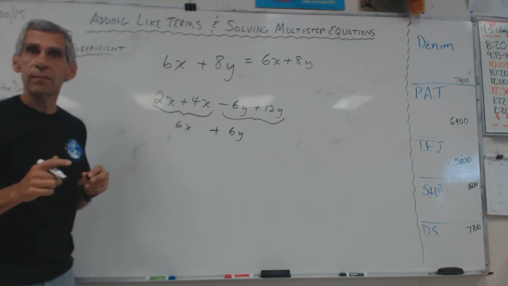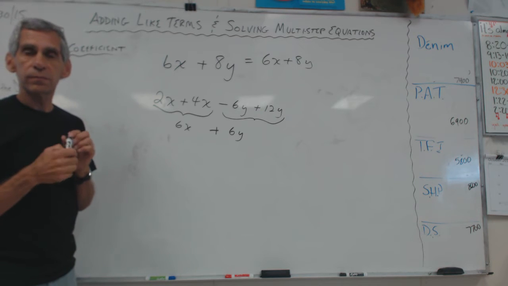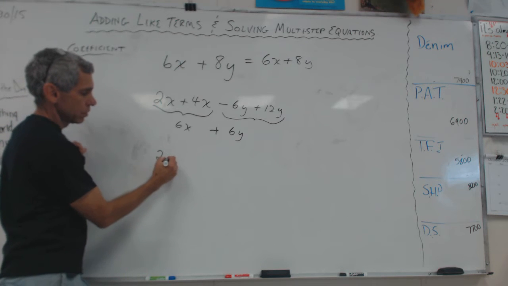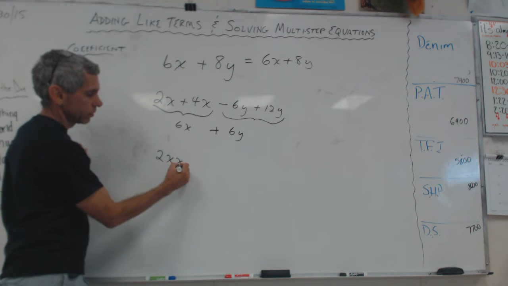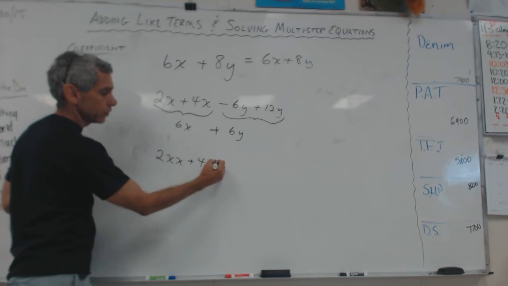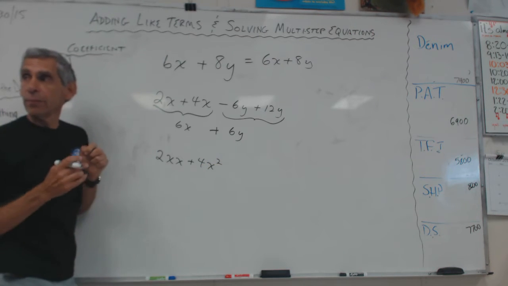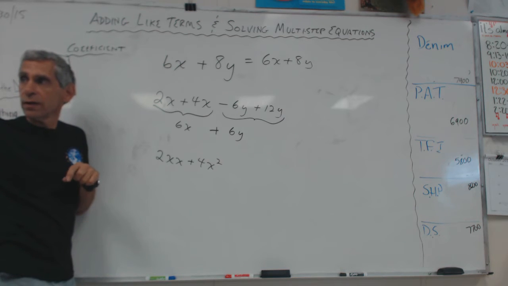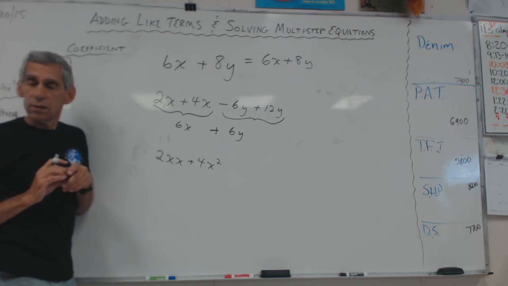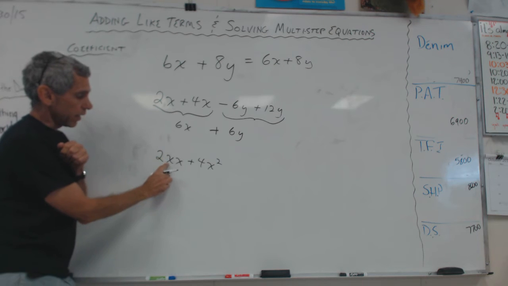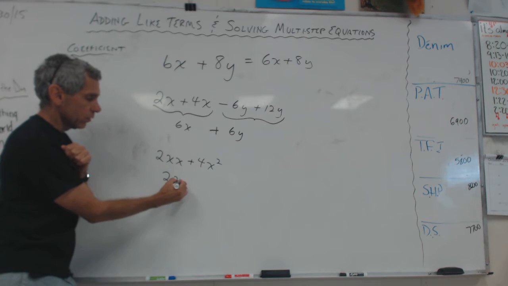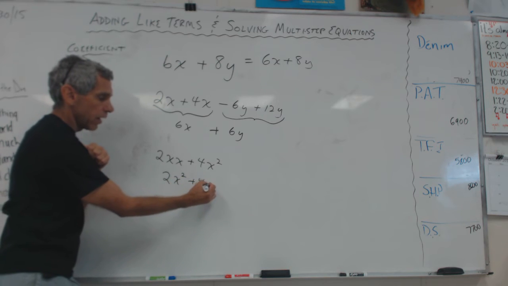Pretty simple? Yes, Issa. So would it be the same thing if you had, say, 2x times x plus 4x squared? That's a great question. Are those like terms? Yes, because x times x is the same as x squared. So you're right. This could be rewritten as x squared plus 4x squared.